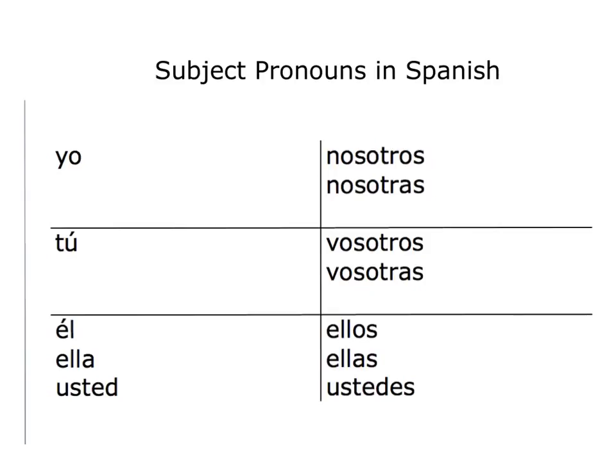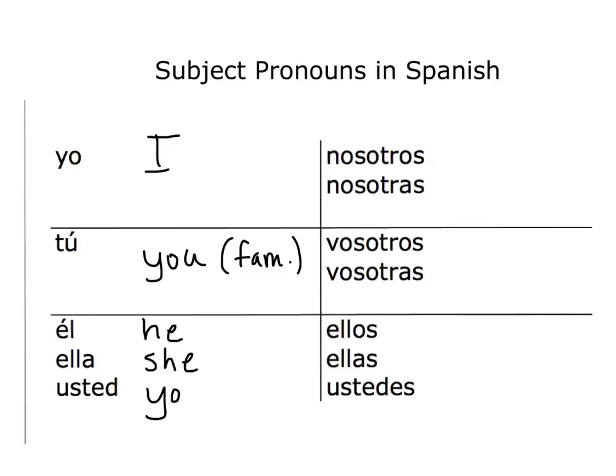These Spanish subject pronouns have equivalents in English. Yo is equivalent to I. Tú is equivalent to you when we're being familiar. Friends or family, for example. Él means he. Ella means she. Usted means you. You might be asking yourself, you already said that tú is you. Well, usted is you too.